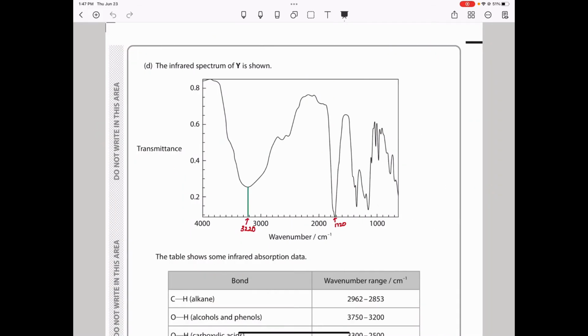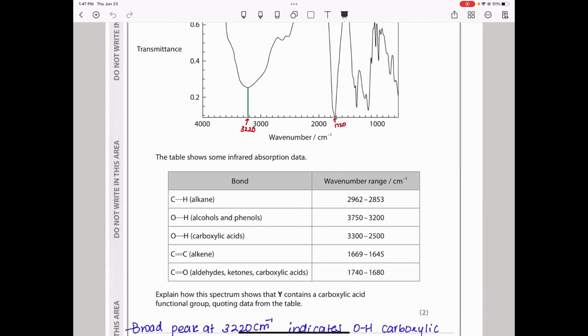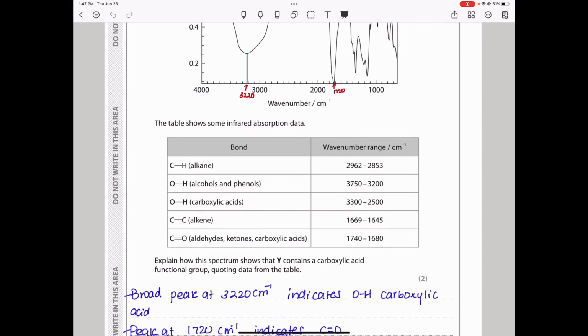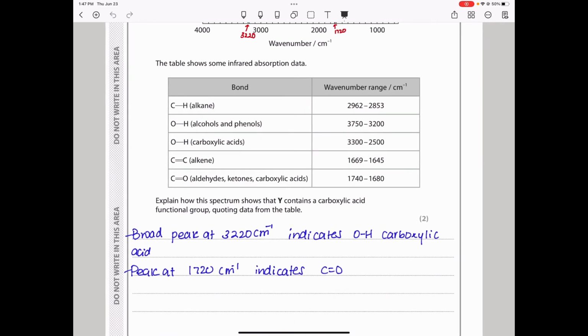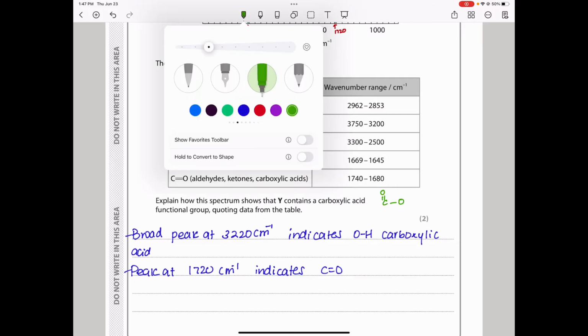Here they say the infrared spectrum of Y is shown. So this is the infrared spectrum of Y. We have wave number on the x-axis, transmittance on the y-axis. They've also given us a table of some infrared absorption data. You can see all the bonds as well as their corresponding wave numbers. So the first question here asks, explain how this spectrum shows that Y contains a carboxylic acid functional group, quoting data from the table. A carboxylic acid functional group is going to have this. Let me actually make it the O and minus H.